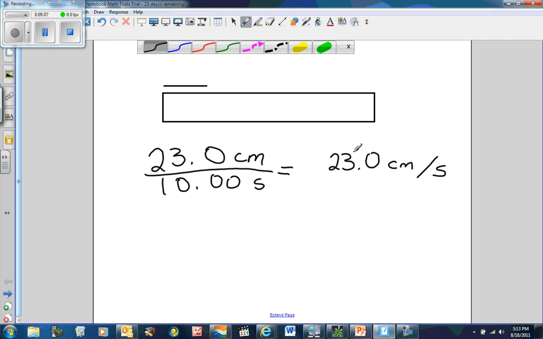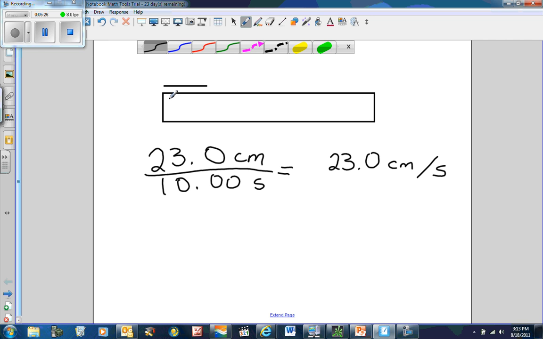Now, this has three significant figures. 23.0 is three significant figures, and we do that because this top number has three significant figures, and we're dividing by a bottom number that has 4. So this can't have 4, it can only have 3, which is the least amount in one of my original numbers.